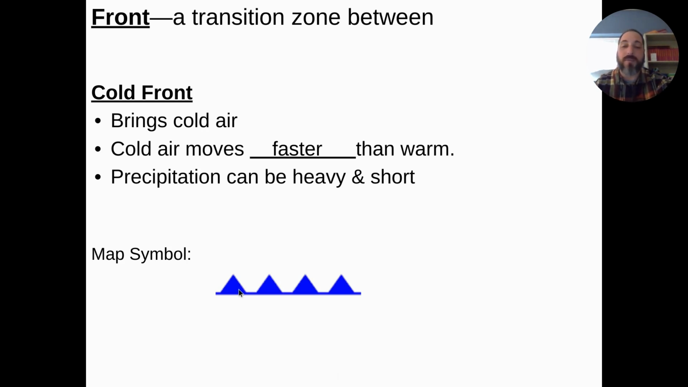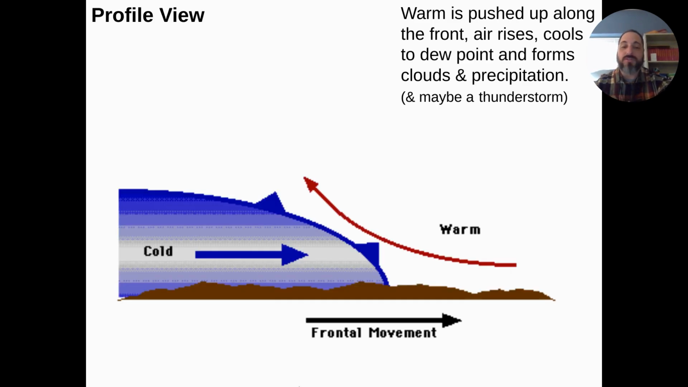If I look at my map, it's going to be represented by this symbol. But I want to take a look at it from the side, because that's where we're going to see the best information about this. If I look at my cold front, it's going to be pushing its way through my warm, wet air. As it does that, my warm, wet air is going to rise up in altitude. It's going to go up into the atmosphere further.